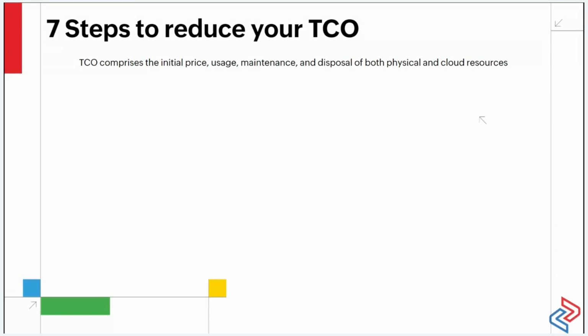But it's important to see that if you are running something which is a mix of on-prem and on the cloud, what are the steps that you can take in order to reduce your TCO? These are roughly called the 7 commandments of reducing TCO.